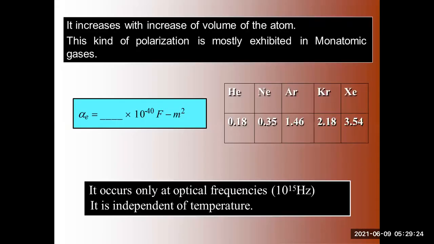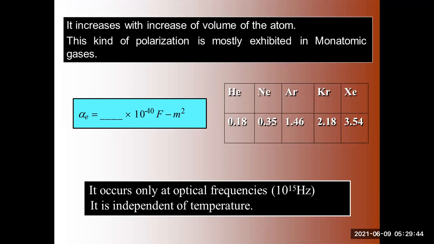Now, where is this electronic polarization actually taking place? When we talk about gases, it will be mostly in the monoatomic gases. And when we talk about solids, it may be diamond and phosphorus. It may occur in solid materials.